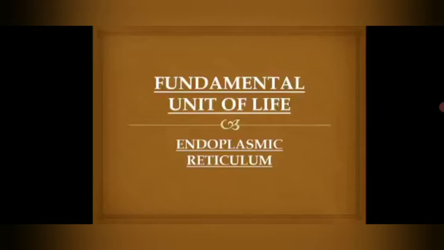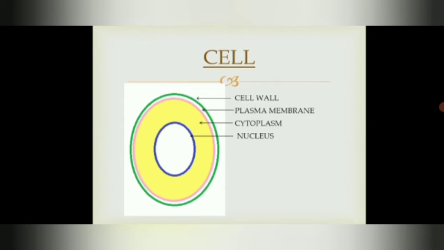Dear students, we are discussing the chapter Fundamental Unit of Life. Today we are going to discuss endoplasmic reticulum. This is what we have seen in the previous video, right? We have seen the major parts of a typical cell, which are cell membrane, nucleus, cytoplasm, and cell wall, that is present only in plant cell, right?